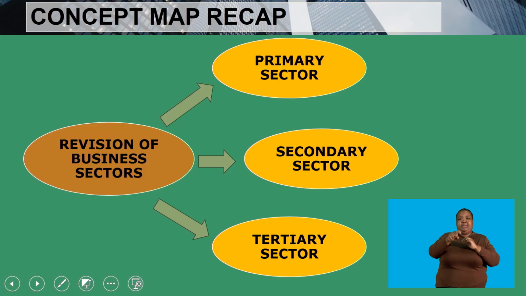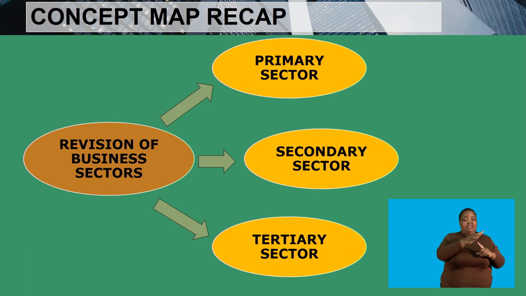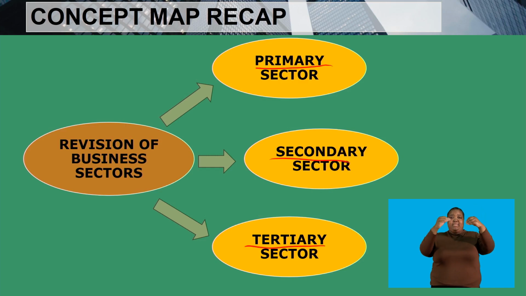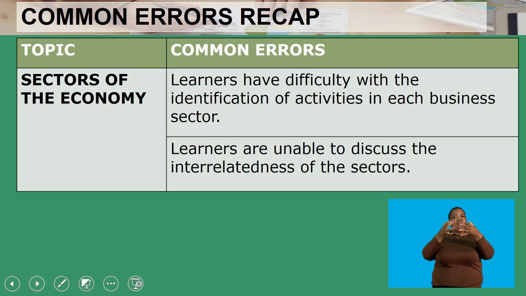Then we also looked at the business sectors. Do not confuse the business environments with the business sectors. Business sectors include your primary, secondary, and tertiary sectors. These three sectors are needed in the distribution process of the products that we are manufacturing. So when you see products in the store that you are already buying, you must remember that they went through the different sectors, which is the primary, secondary, and tertiary.